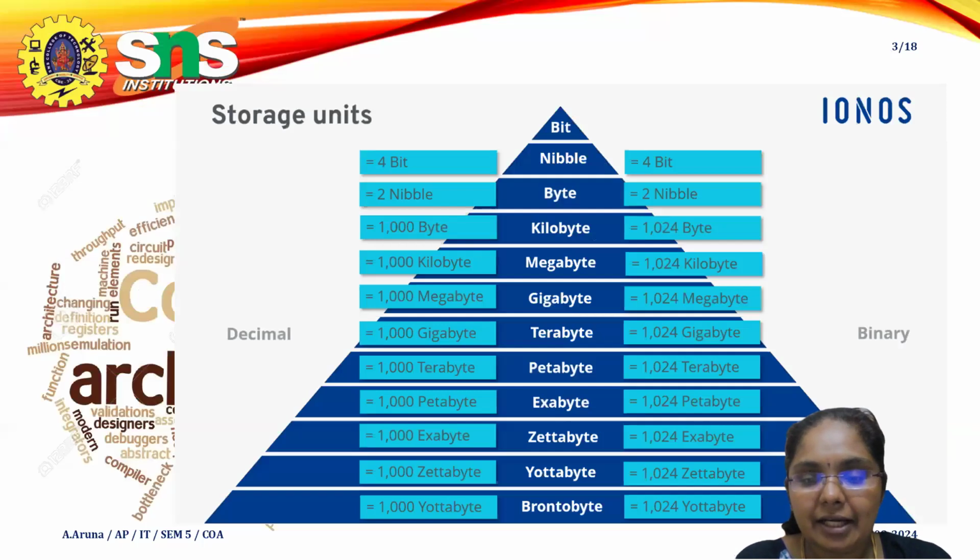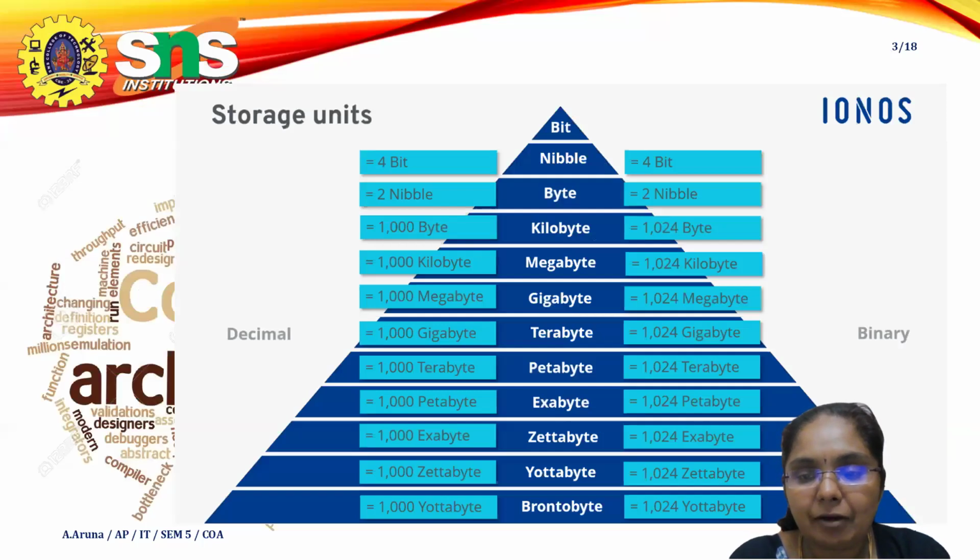There are n number of storage units available. One is a bit, which is used inside the processor. 4 bits we call a nibble, and 2 nibbles or 8 bits we call a byte. 1000 bytes, or 1024 bytes, we call 1 kilobyte. Similarly, 1024 kilobytes is a megabyte, and 1024 megabytes is a gigabyte.